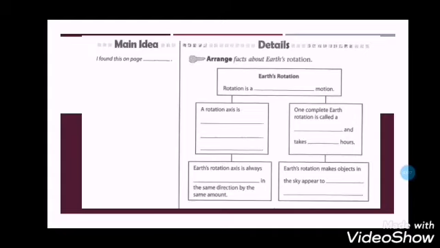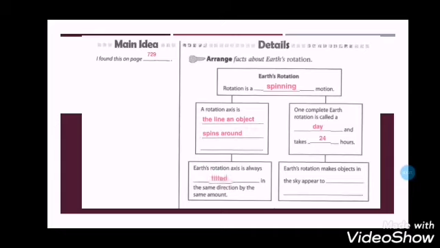Now, in this exercise, we have to arrange facts about Earth's rotation. The answers to this exercise are found in your book, page 729. Earth's rotation. First, what is rotation? Rotation is a spinning motion. A rotation axis is the line an object spins around. One complete Earth rotation is called a day, and it takes 24 hours.